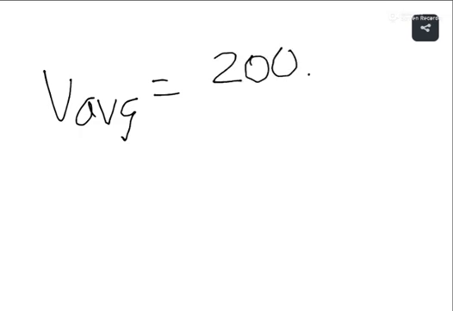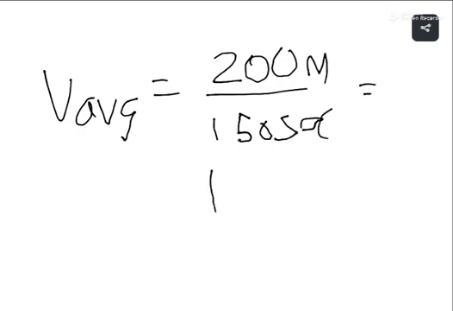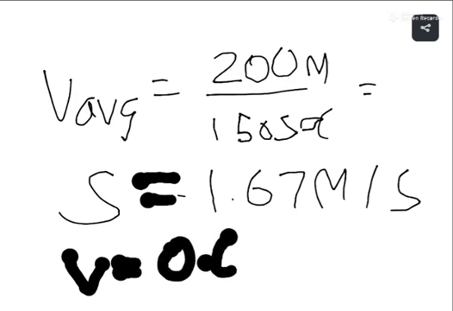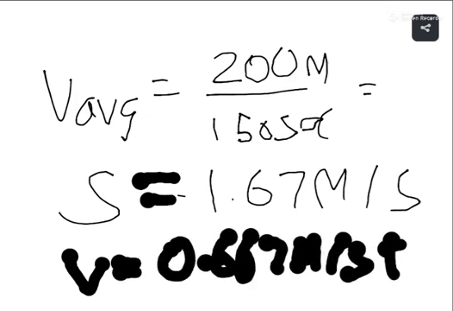So I'll do it on the next page. V average is going to be equal to, we had 200 meters over 150 seconds. So this gives us 1.67 meters per second, which is going to be equivalent to your speed. So as you can tell, it's actually a different quantity here compared to velocity. Our speed is actually higher compared to velocity, whereas the velocity was 0.667 meters per second east. So for speed, we don't have to mention the direction, but for velocity, we have to make sure that we do. And the speed is actually greater here because we're taking into account all of the distance traveled.